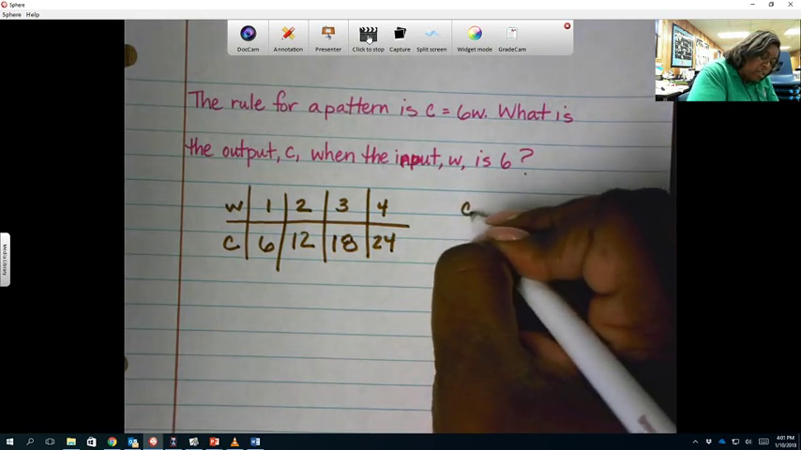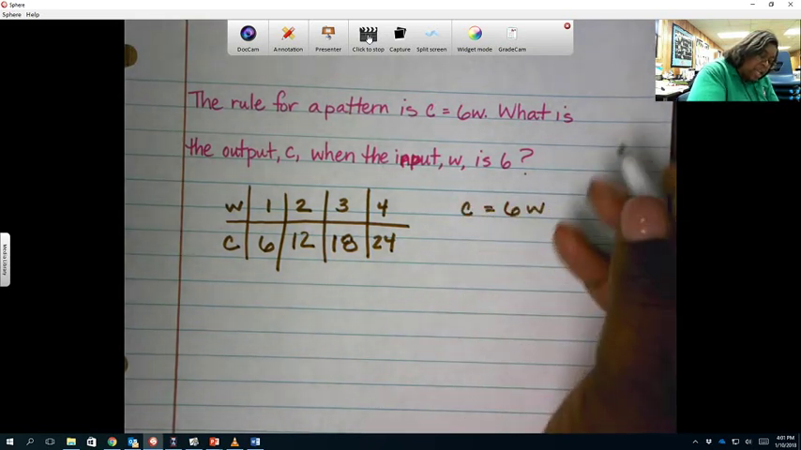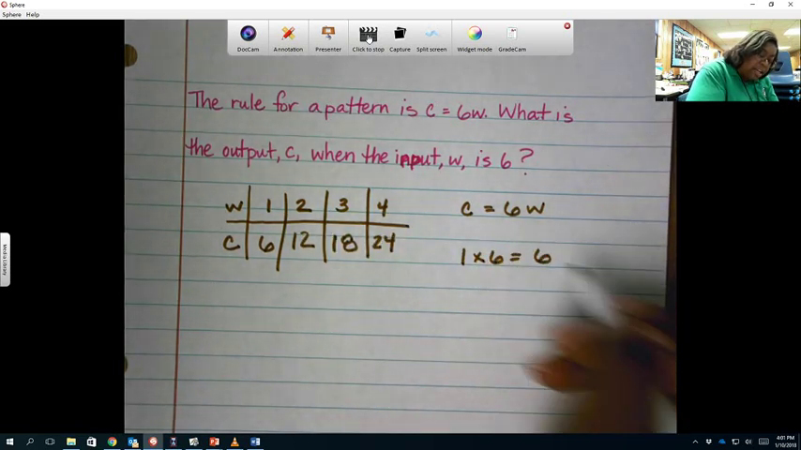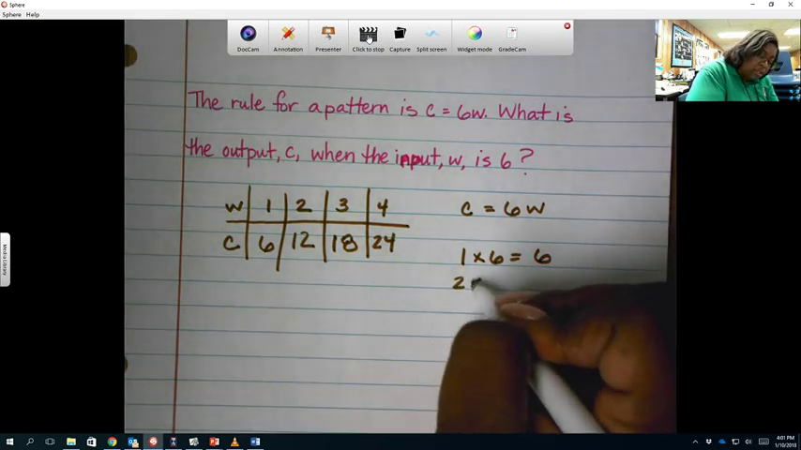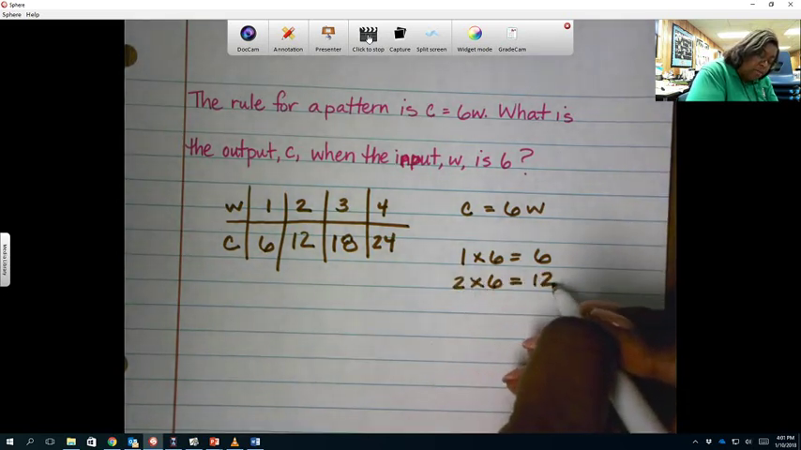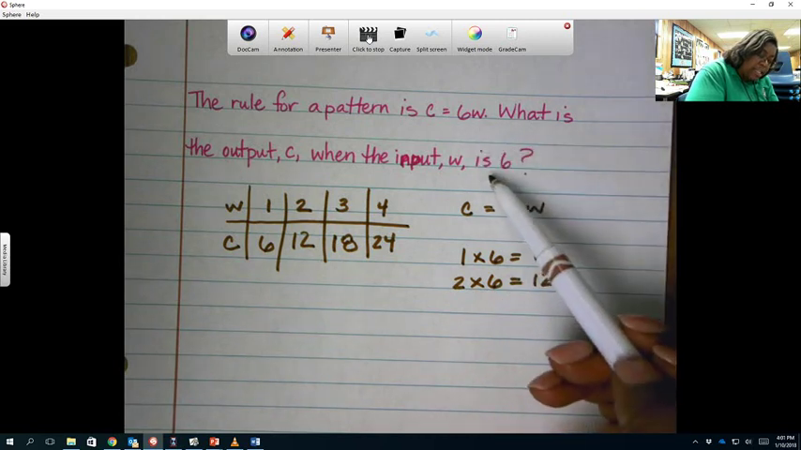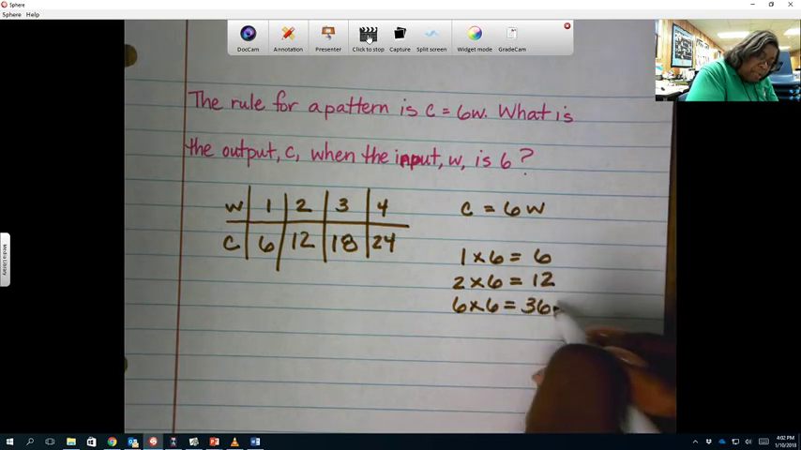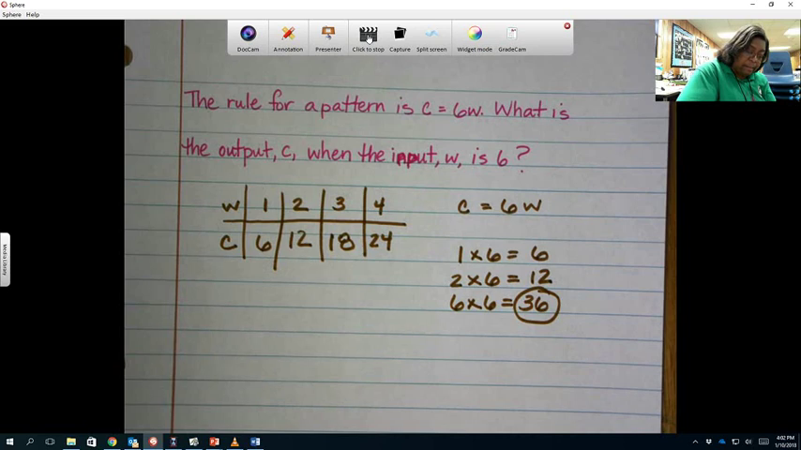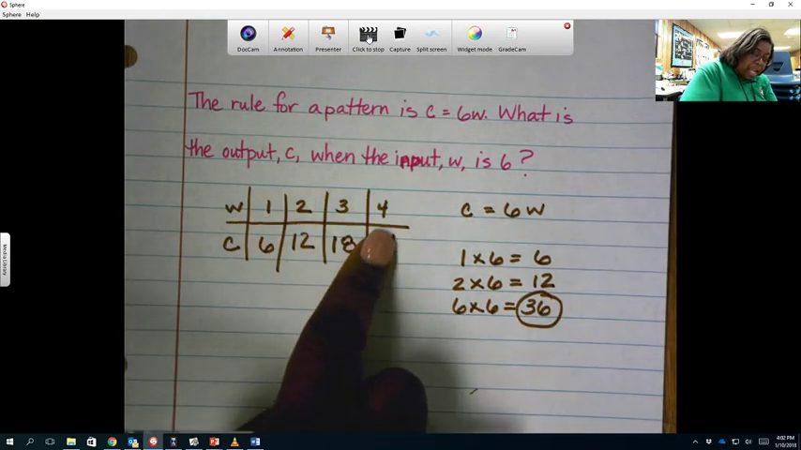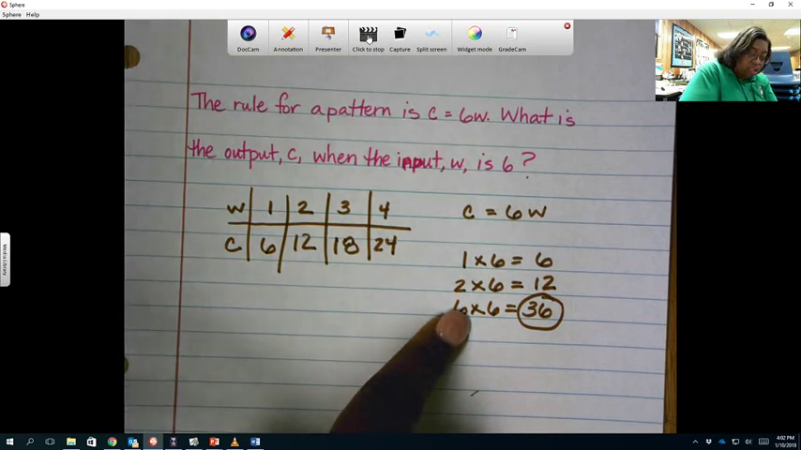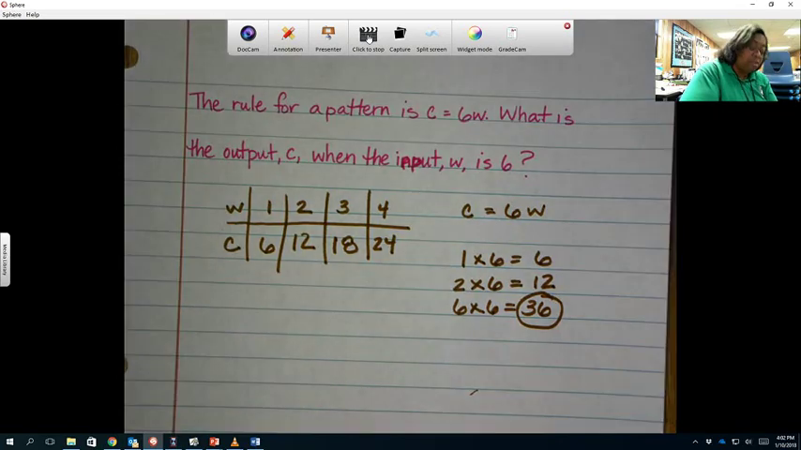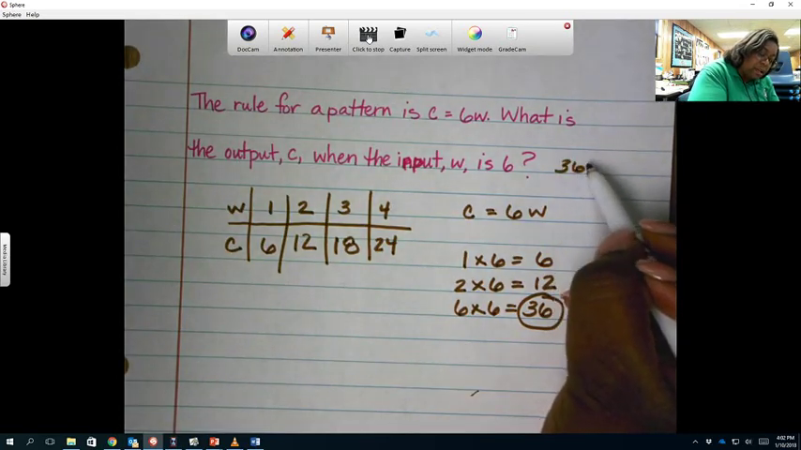So the rule C equals 6W is telling me that if I do 1 times 6, I'll get an output of 6. 2 times 6, I'll get an output of 12. So if we go back and it says the input is 6, if I do times 6, my output should be 36. So the table helps me discover that pattern, and then I can skip to the answer and continue with that same pattern to find my answer. So my answer is 36.